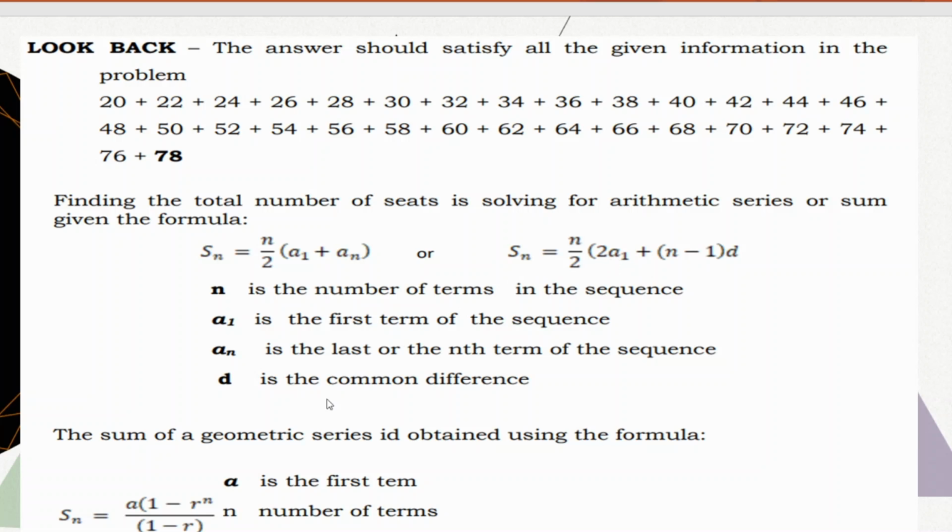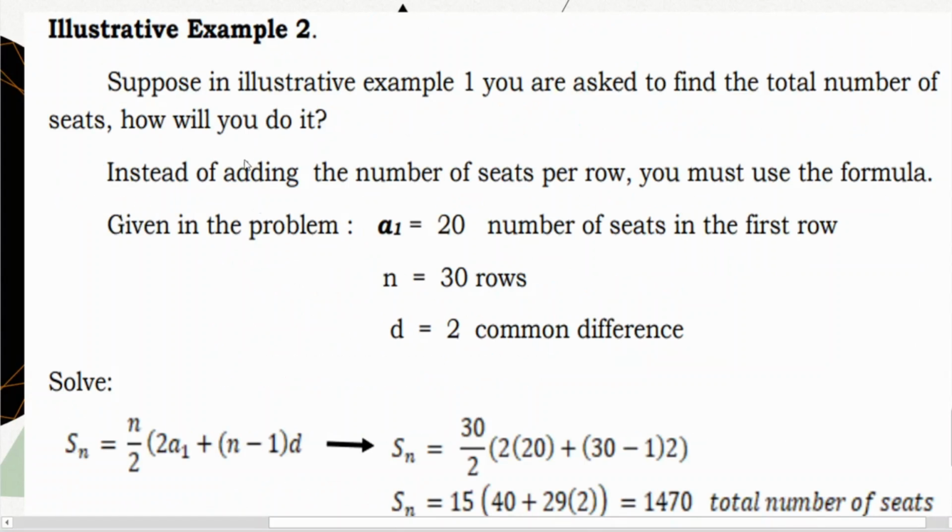And for the sum of the geometric series, we're going to use the formula: the sum of the nth term equals a times 1 minus r raised to the number of terms over 1 minus r. So here, suppose in illustrative example 1, you are asked to find the total number of seats. How will you do it? Instead of adding the number of seats per row, you must use the formula.